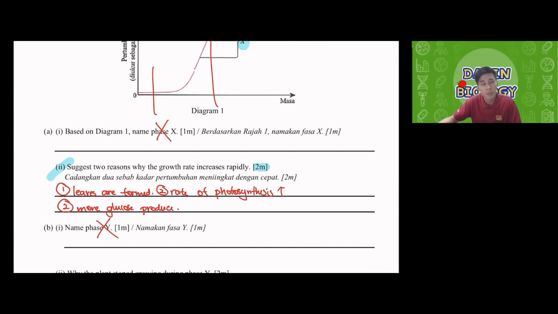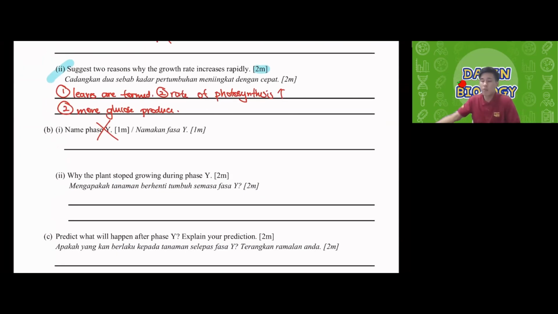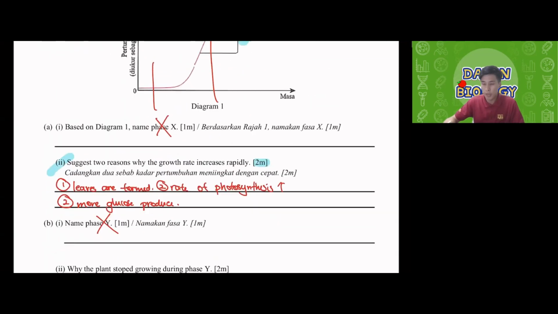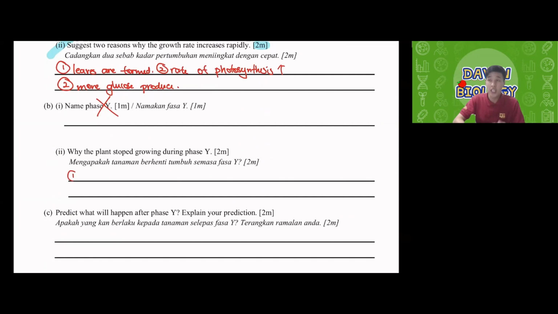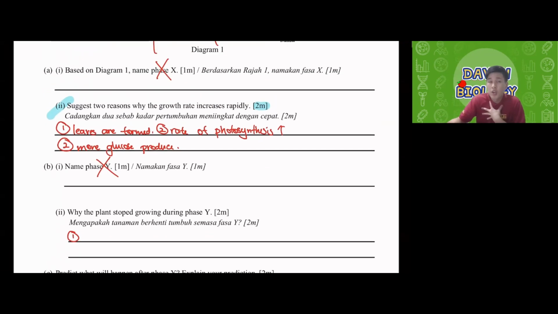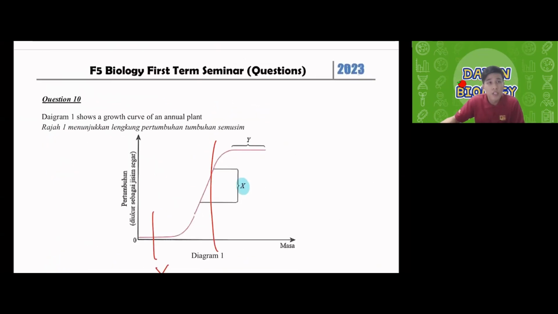Okay, then we continue to here B2. So A1, B1, we just ignore these two. Now, why do plants stop growing during phase Y? Just like humans, why at a certain age do we stop growing? Because we have reached maturity. Correct. The plant reaches maturity. Then what else can we say?